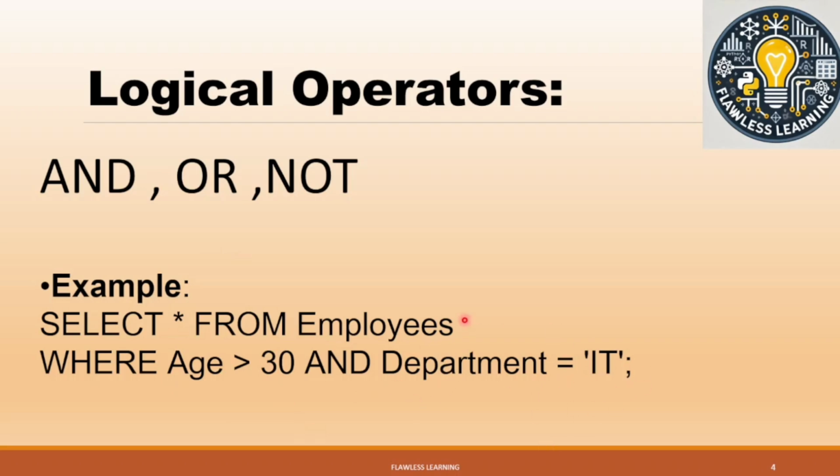Basically, in the previous slide we checked where the salary is greater than 50k, and now we also want the employees whose age is greater than 30. How can you combine that? Using logical operators. So in this example, we get all the employees whose age is greater than 30 and who are also from the IT department, and select those employees' names. Okay, now let's go to the next slide.